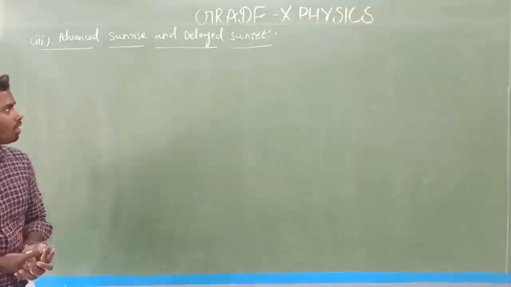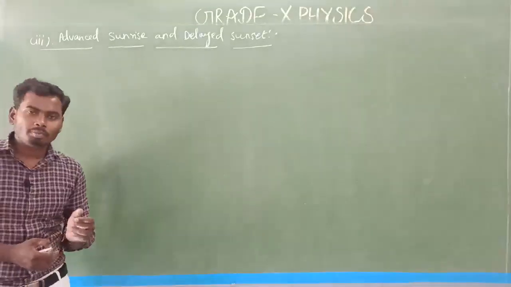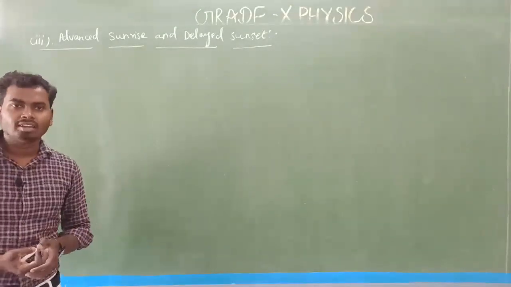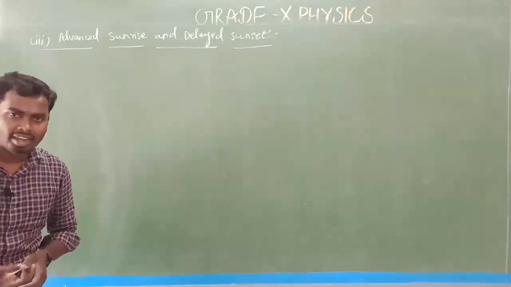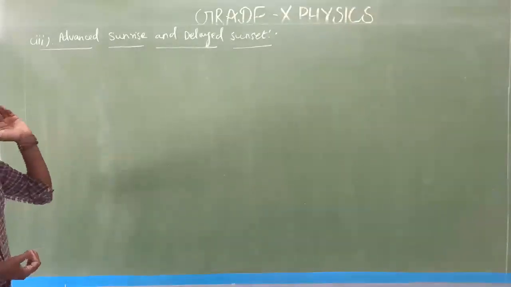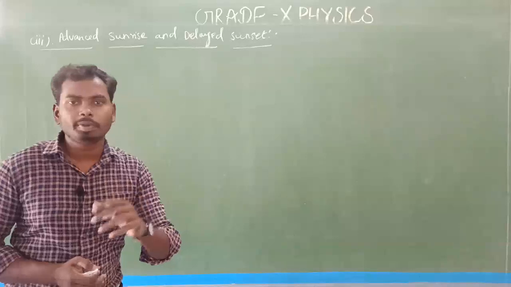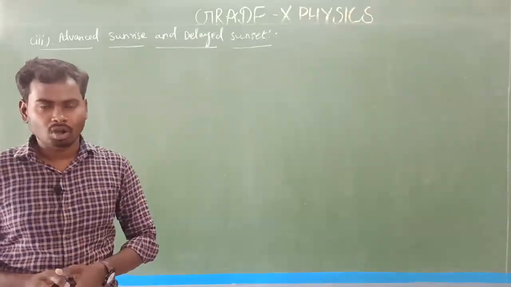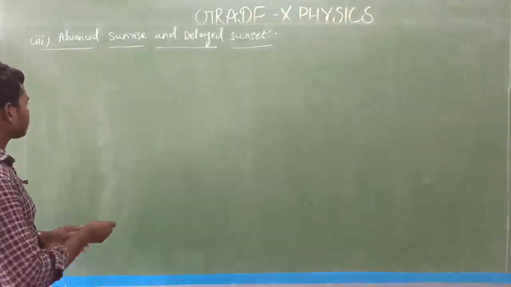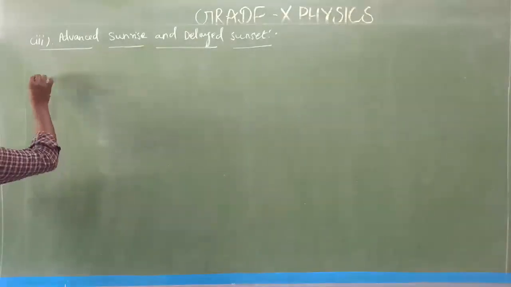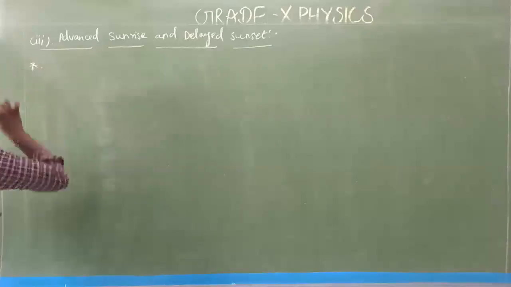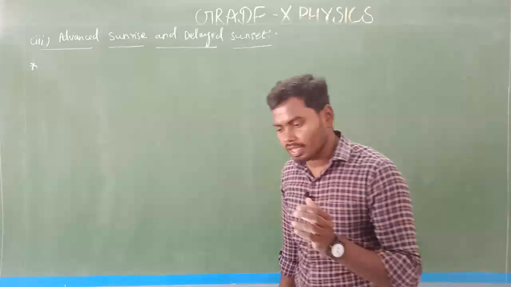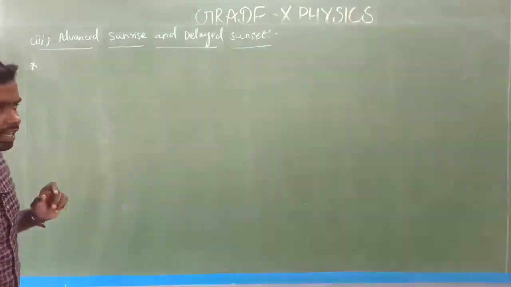So next one, the example of atmospheric refraction, that is advanced sunrise and delayed sunset. This phenomenon also happens due to atmospheric refraction. So let's get started. Let's look at it. First condition. In the first condition, atmosphere is not here. On Earth's surface, atmosphere is not there. Is it clear? This is the first condition.